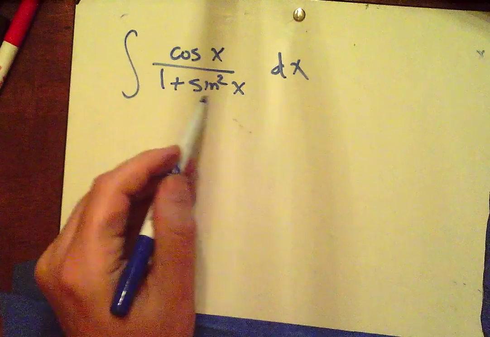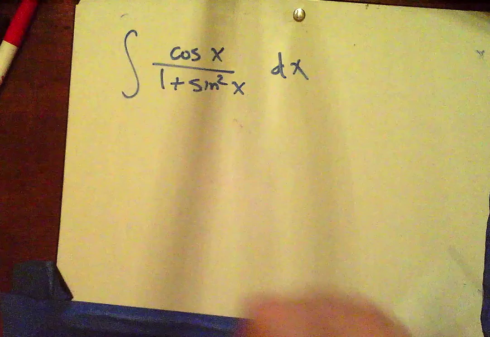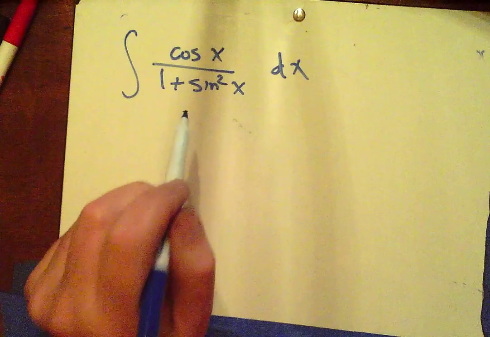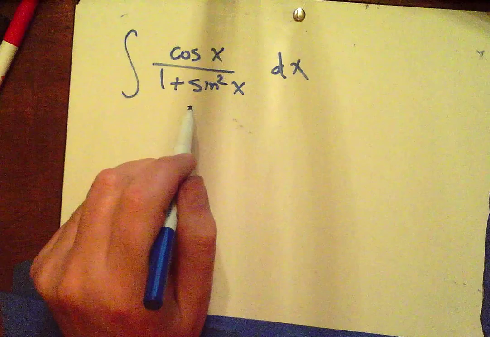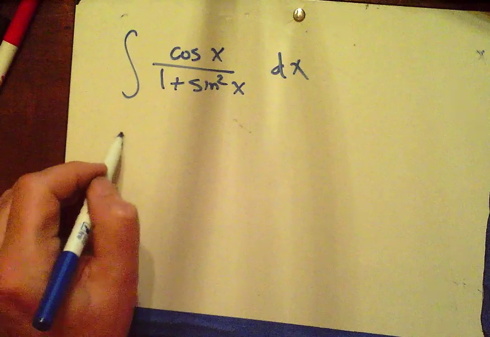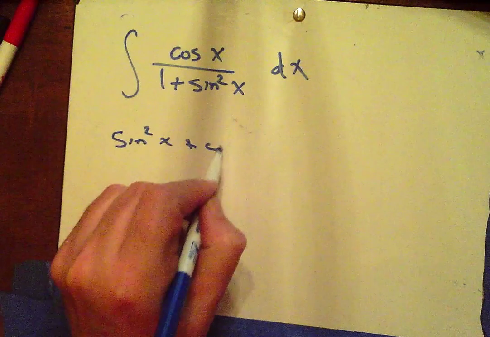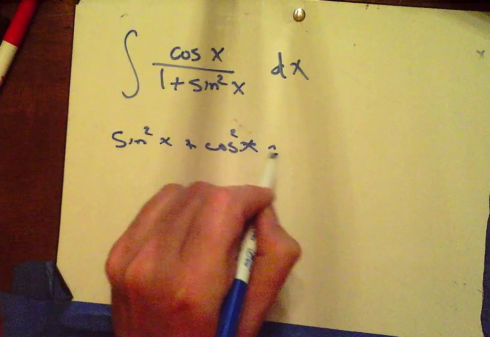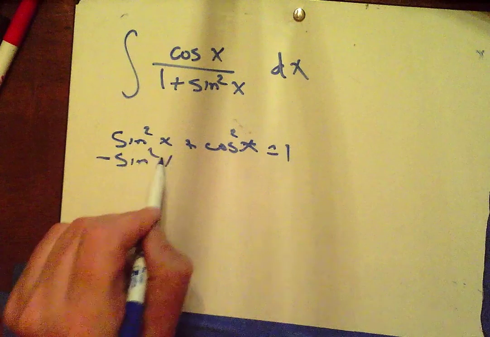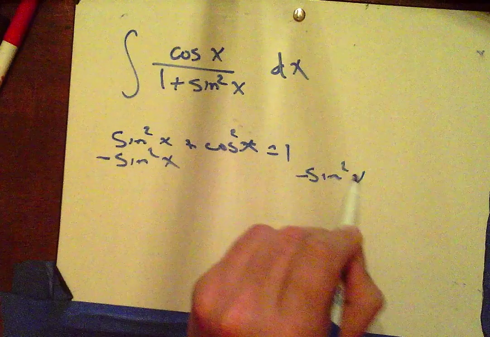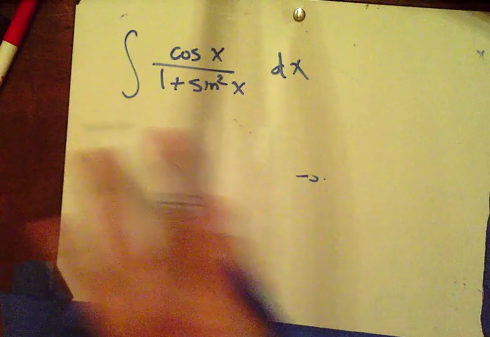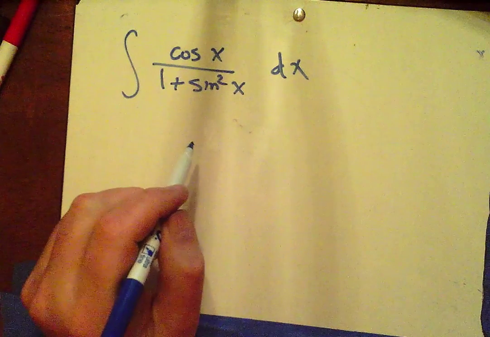Should I use a power-reducing identity here? Oh, definitely not. Do I have a Pythagorean identity that fits here? Yeah, so no. I remember that sine squared plus cosine squared equals 1, and if I subtract sine squared from both sides, I don't get 1 plus sine squared, I get 1 minus sine squared. So it's a good thought, but not for us.